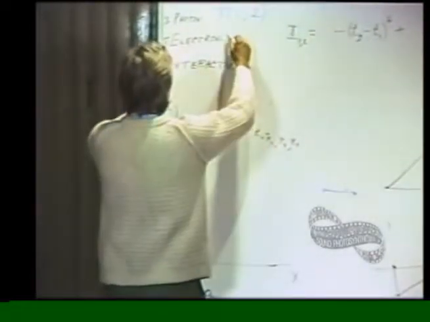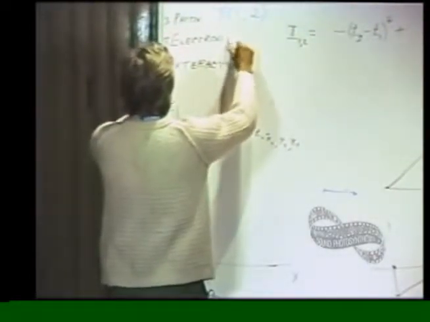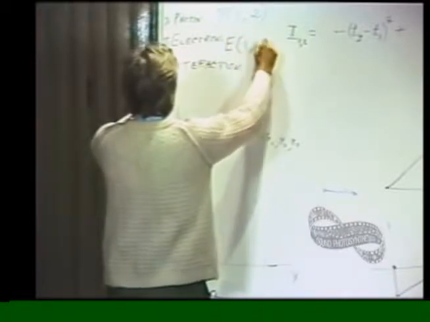Now we start again with the electron. Here we get a different formula for the propagation to go from one point to another.